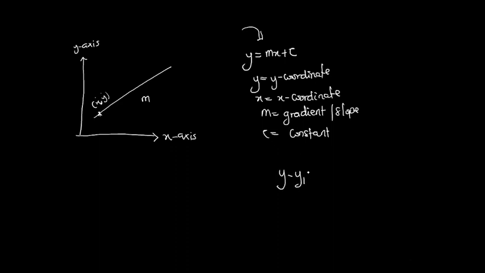minus y1 equals m into bracket x minus x1. Over here, your point becomes x1, y1. So you substitute the value of x in place of x1, y in place of y1. You already know the gradient. You substitute that, and then you do your calculation to get the equation of that particular straight line.